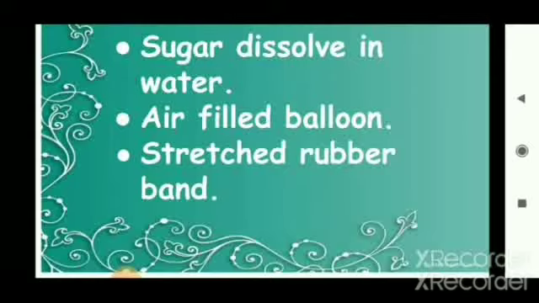And when we fill air in a balloon and then release it, the balloon comes back to its original shape and size, right? And when we stretch a rubber band and leave it, the rubber band comes back to its original shape. Clear? So we can say that dissolving sugar in water, filling air in a balloon, and stretching a rubber band are examples of reversible processes. But if we tear a paper, it is an example of an irreversible process. Clear this thing?